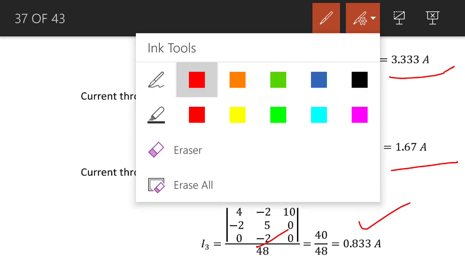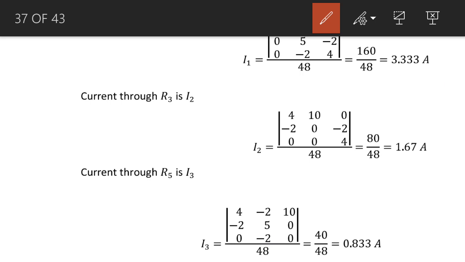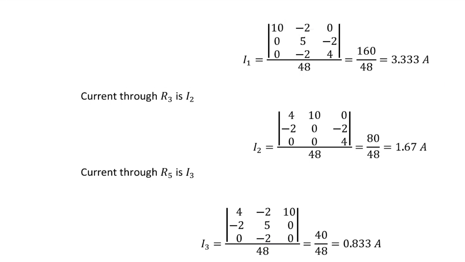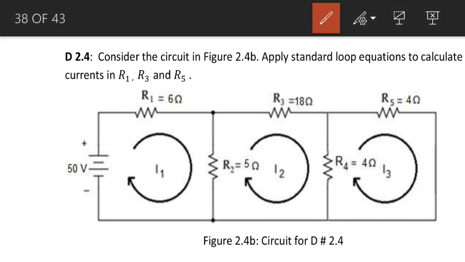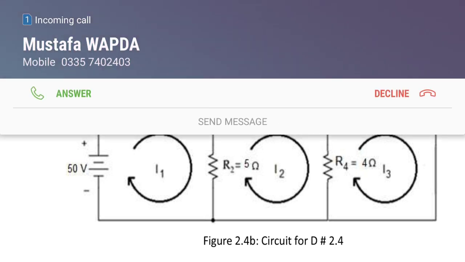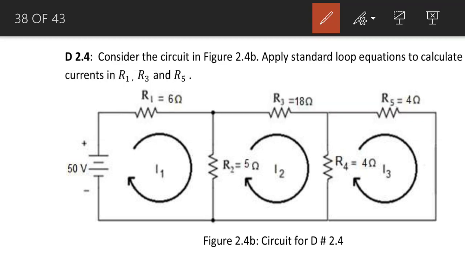Let us do another numerical example. Consider the circuit in figure number 2.4b, apply standard loop equations to calculate the current in R1, R3 and R5. So this circuit diagram is just like the circuit diagram of example number 2.5.